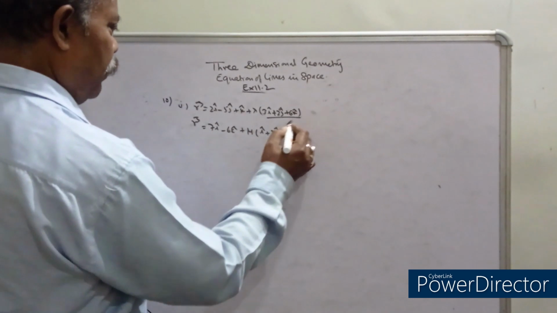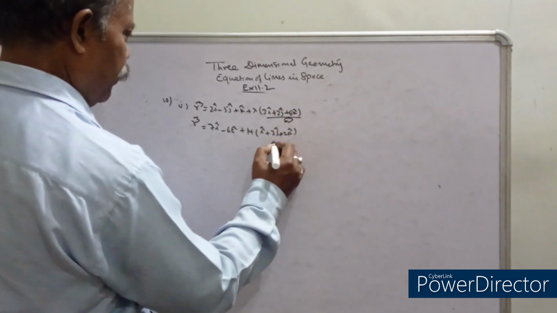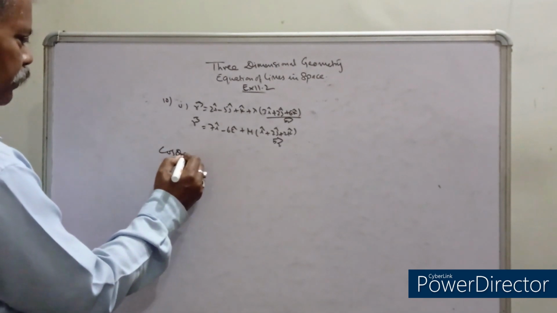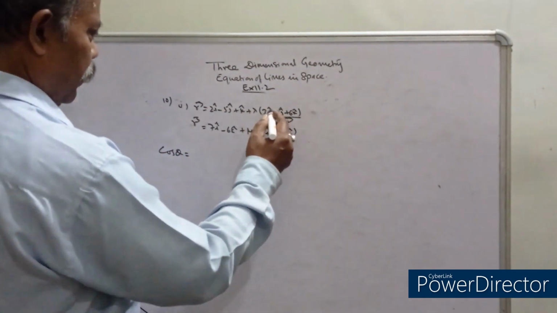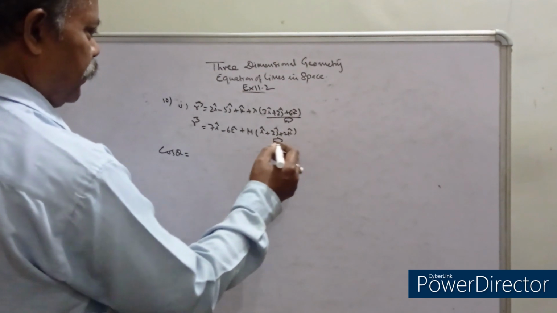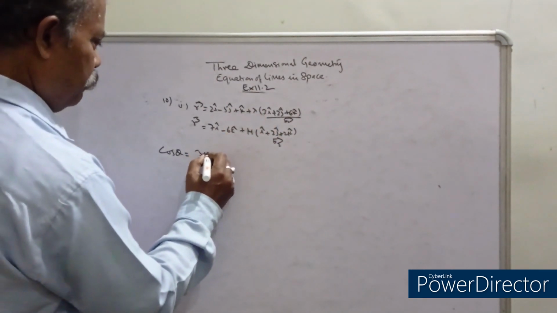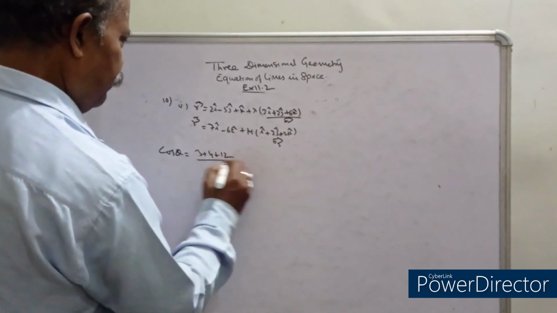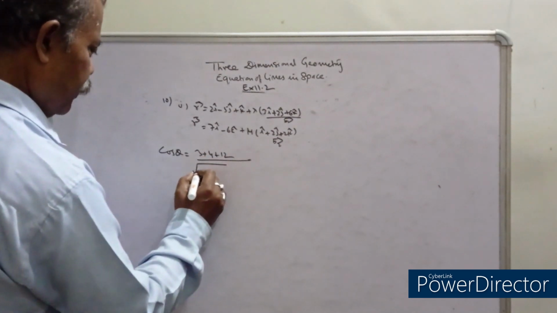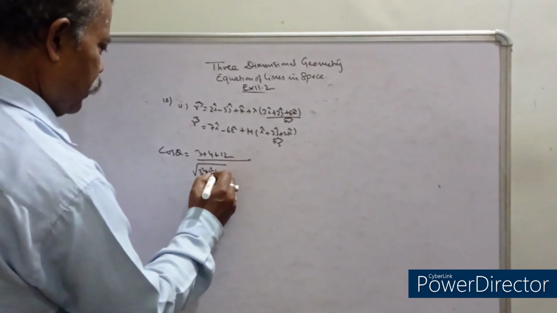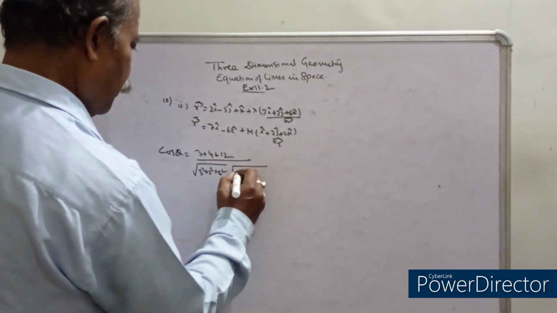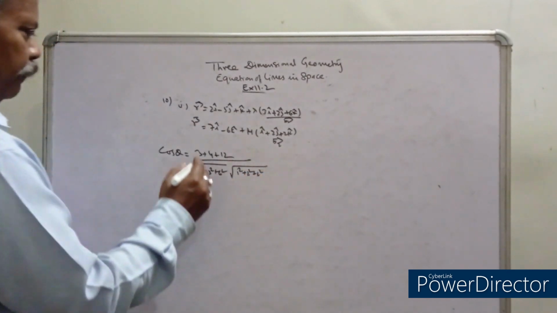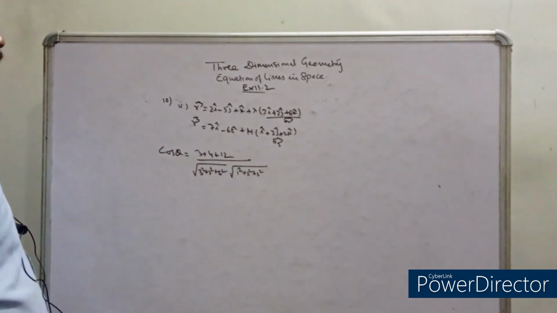Only this b1 and b2 vector, these two vectors. So cos theta will be equal to a1 a2 plus b1 b2 plus c1 c2. This will be 3 plus 2 times 4 plus 6 times 12, divided by root over 3 square plus 2 square plus 6 square, and root over 1 square plus 2 square plus 2 square.